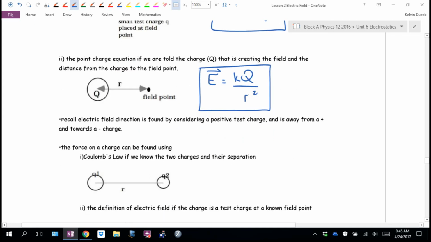Recall, electric field is found by considering a positive test charge. I always ask, which way would a positive want to move if it could? The shorter version of that, Brandon, is it's always away from a positive towards a negative. The only reason I don't use that one is sometimes in your picture you won't have both charges and it can be confusing. So I always fall back on, well, which way would a positive sitting there want to move if it could? That works if I only have one charge, I can still figure it out.